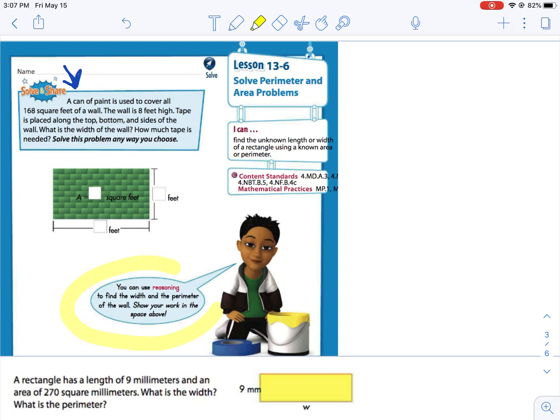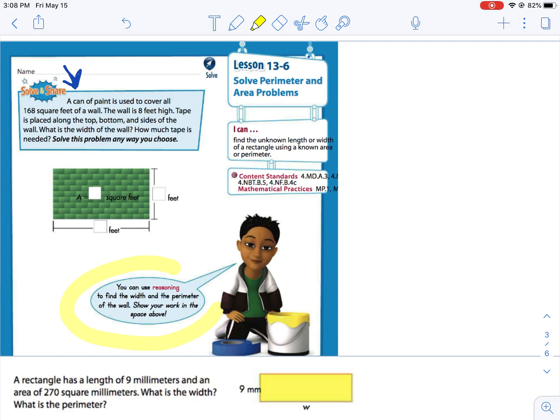And then right here, I always look at this because it always gives me some sort of help. And it says you can use reasoning to find the width and the perimeter of the wall. Show your work in the space above, but of course I want you to do this on paper. So if you don't have paper, pause it right now and go get some paper so you can start taking notes before you try it on your own.